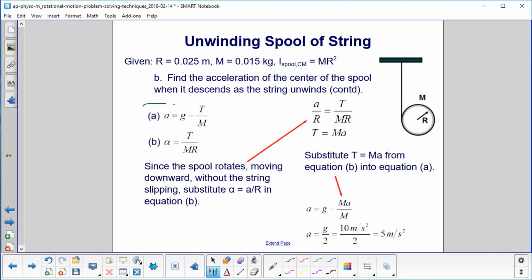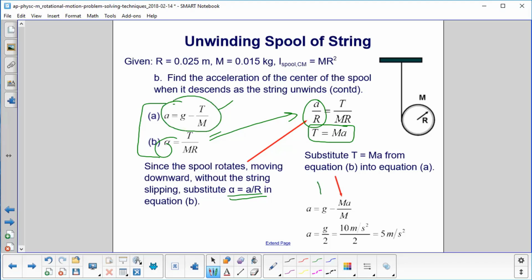Here are our two equations from the previous slide. We have the linear and we have the rotational. We'll work with the rotational first. Since the spool rotates, moving downward, and the string is not slipping, we can make this substitution right here in equation B. So instead of alpha, we're going to have a over R. So a over R equals T over MR, and that tells us that tension is equal to Ma.